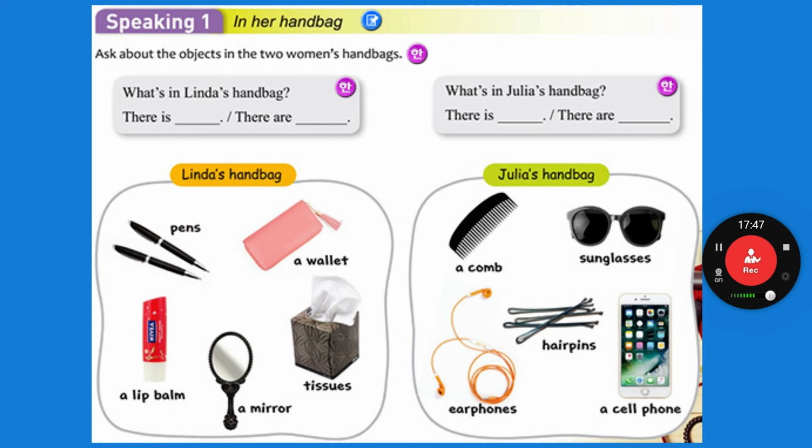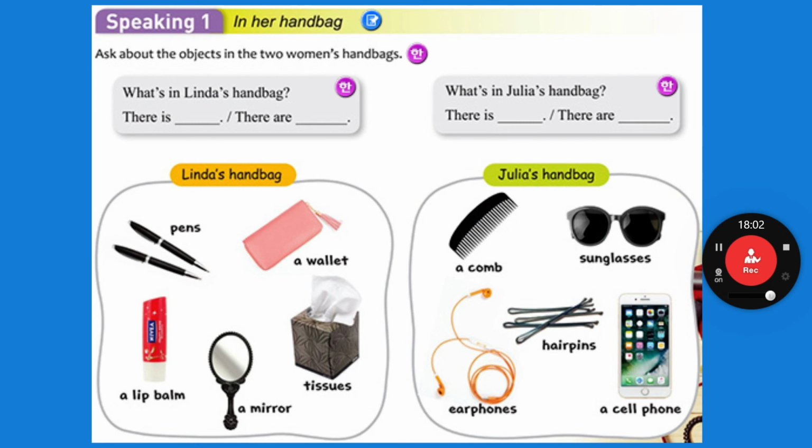Okay, so with a lip balm, you know there's only one of them. With the S on the end, like with pens and tissues, use there are. Now let's see what's in Julia's handbag.